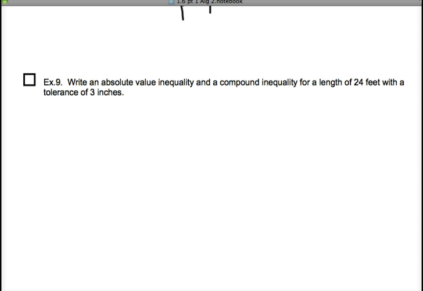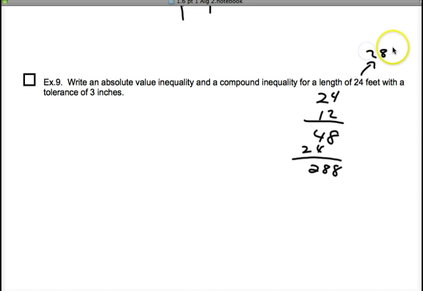But rather than look at it as feet and inches, let's change them to the same. So let's take 24 times 12 over here and see what we end up with. Well, we'd have 48, 24. You get 288. 24 feet is 288 inches. So I want a compound inequality and an absolute value inequality. Well, here's the situation. It's like the first one I showed you.